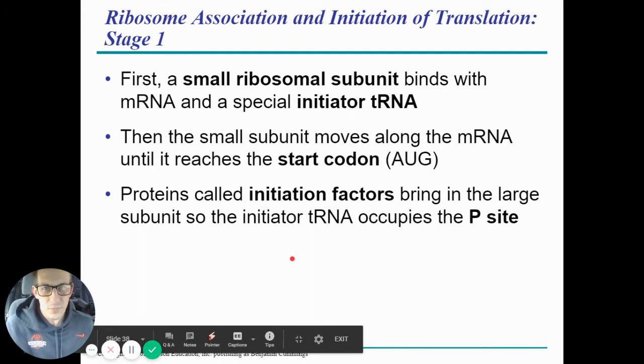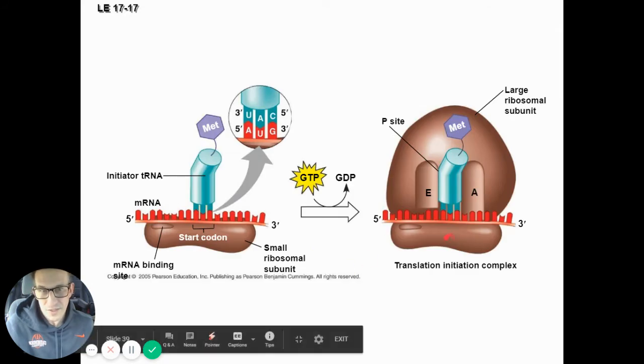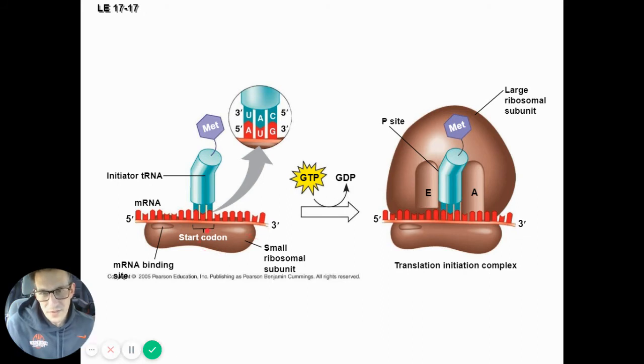This one I'm less worried about here. Proteins called initiation factors bring in the large subunit. What you need to know from that is that the large subunit does ultimately come in and bind up to the smaller subunit, so we get something that looks like this. Now, this is the process of initiation. We have that initiator tRNA. That is the one that carries methionine. Methionine is the amino acid that starts off every polypeptide in our body because it will always attach to this AUG start codon.